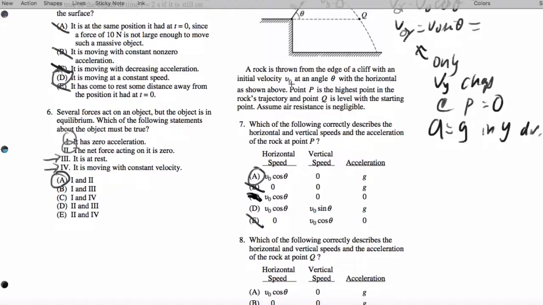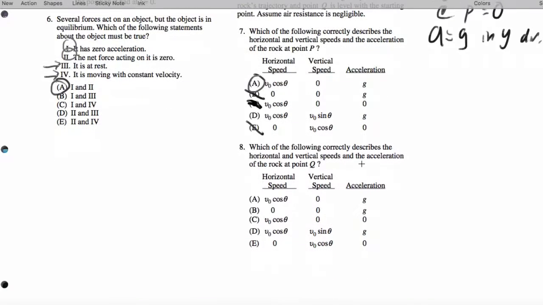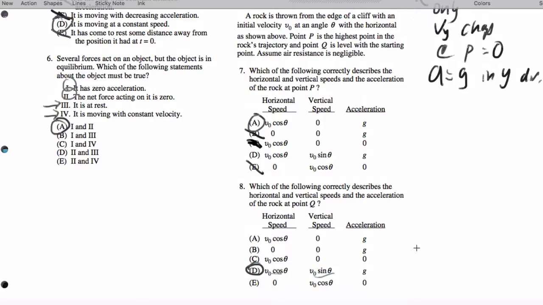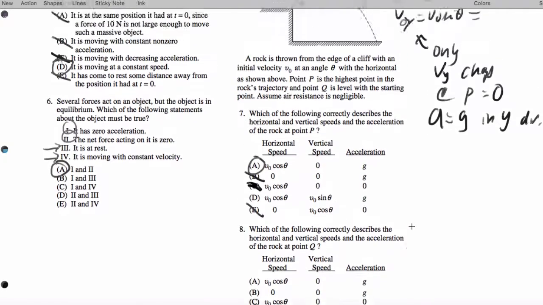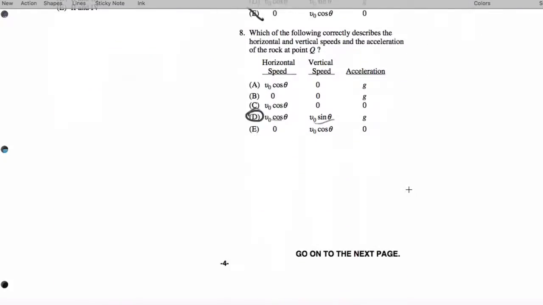Okay, so which of the following correctly describes the horizontal and vertical speeds and acceleration of the rocket at point P? At point Q. Okay, so now that we're at point Q, we actually have regained our v naught sine theta as our speed. So that gives us choice D in the y direction. The v naught sine theta comes back because it speeds up because of gravity. All right, so that is your practice test.